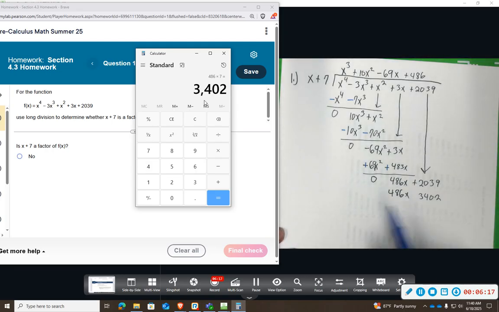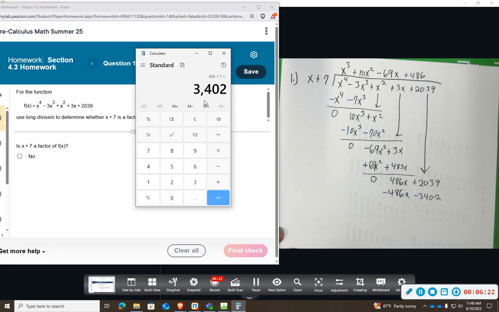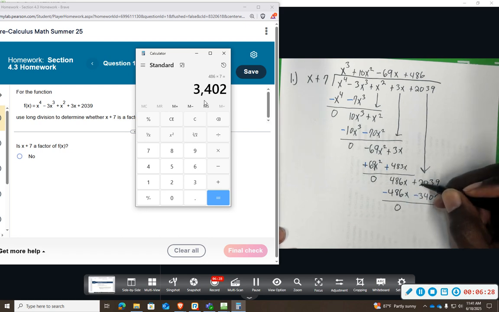Positive. So after we get these two terms, we're going to change the signs. Becomes negative, becomes negative. And then combine. So this will go to 0 when we subtract this.